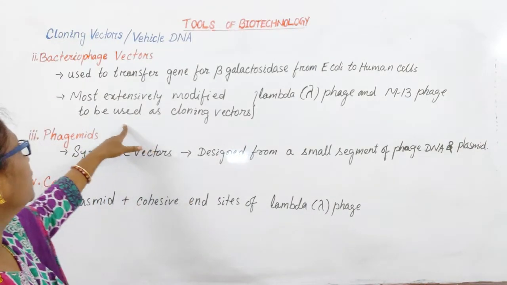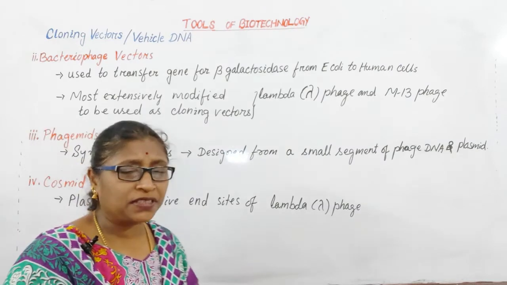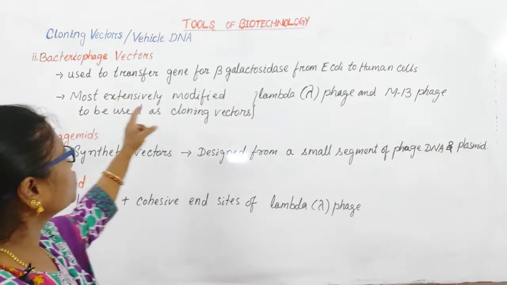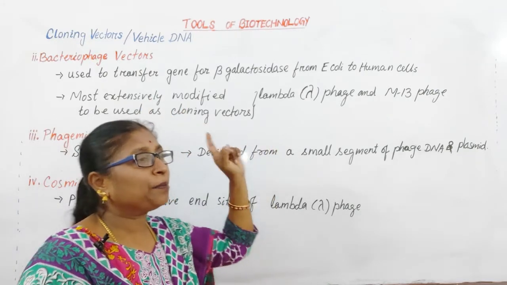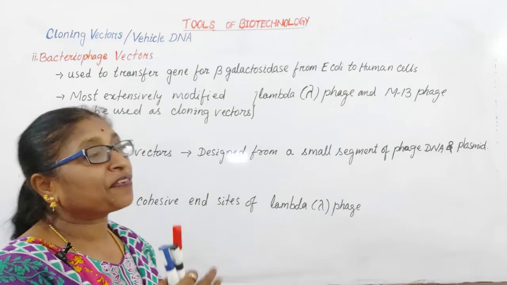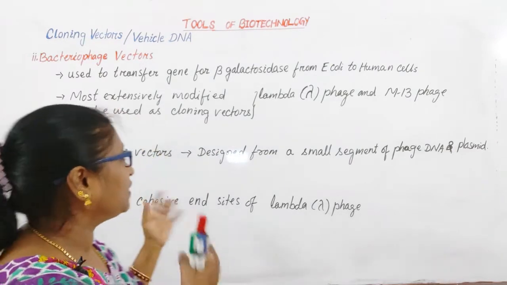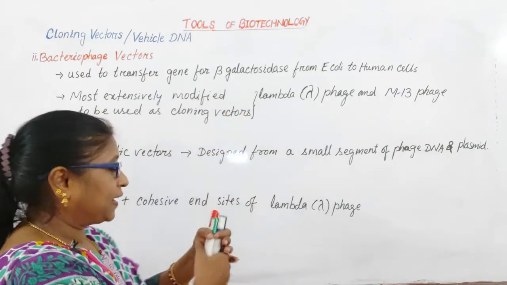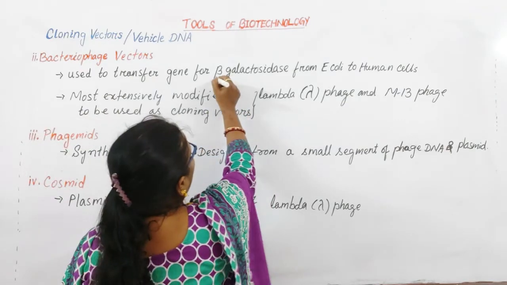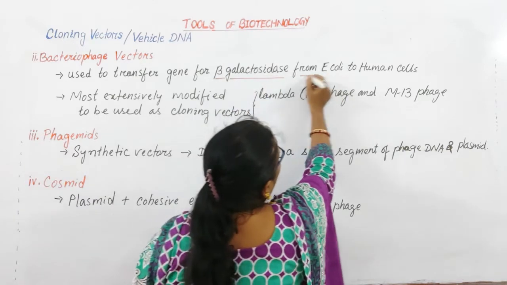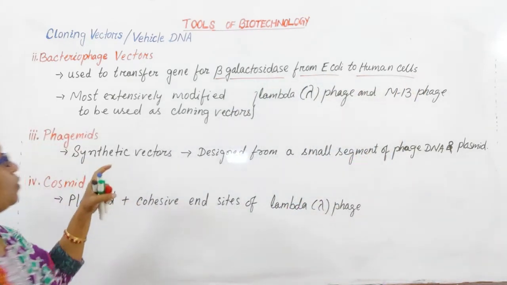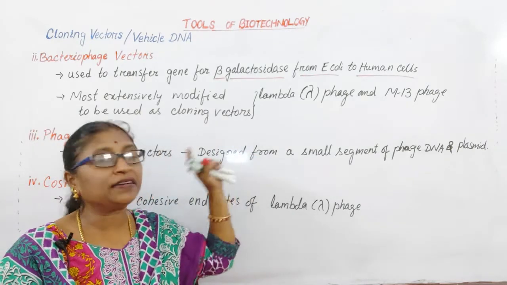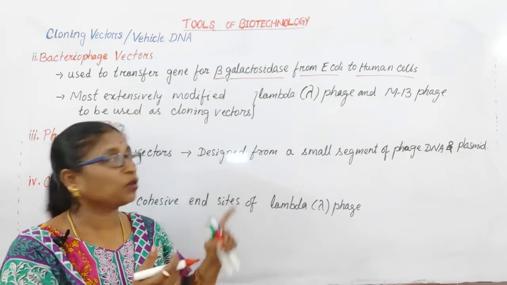Yes, the bacteriophage vectors, they are the viruses, viral DNA used as the cloning vectors used to transfer the gene for beta galactosidase from E. coli to human cell. Generally it is used for the transfer of the beta galactosidase from E. coli to human cells.